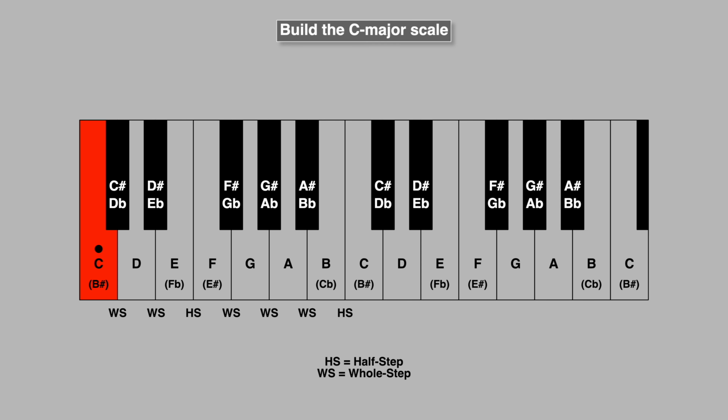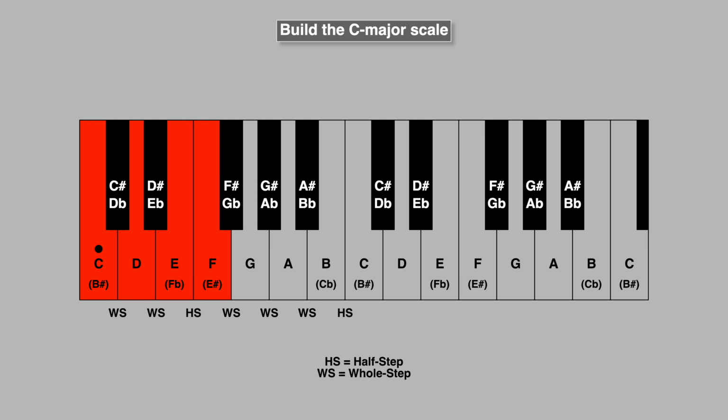Let's build the C major scale. This is the most common scale. Starting from the note C, we need a whole step interval. This equals 2 half steps. We land on the note D. From the note D, we need a whole step interval. We land on the note E. From the note E, we need a half step interval.